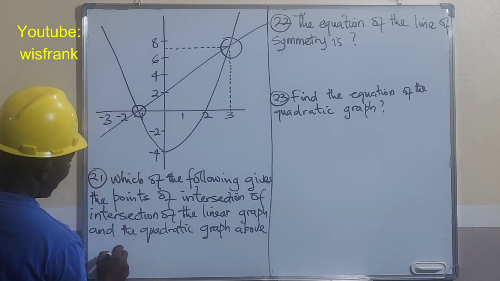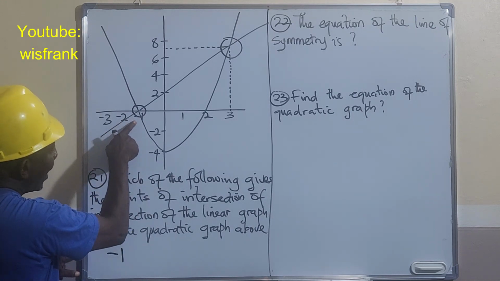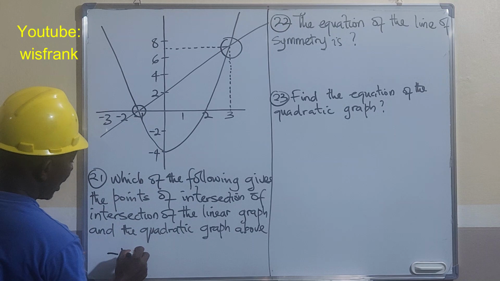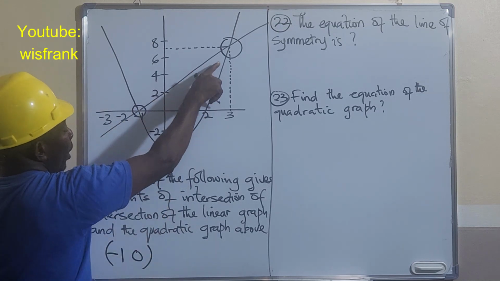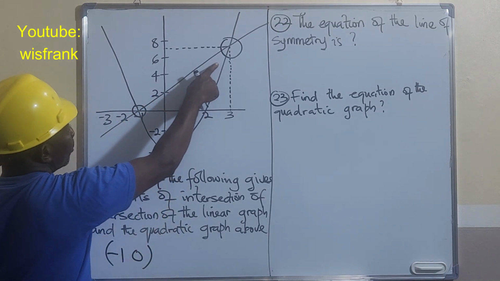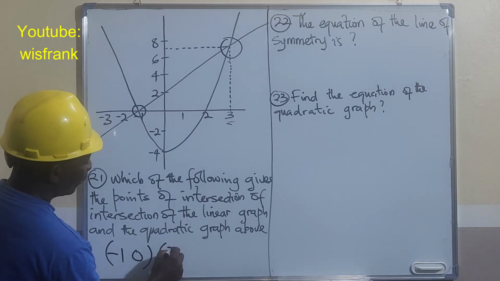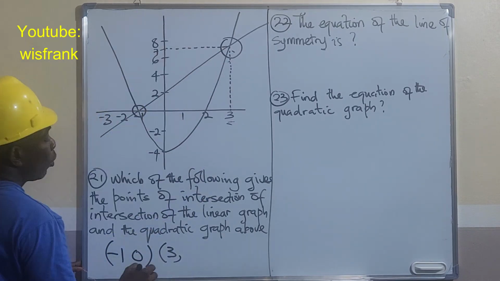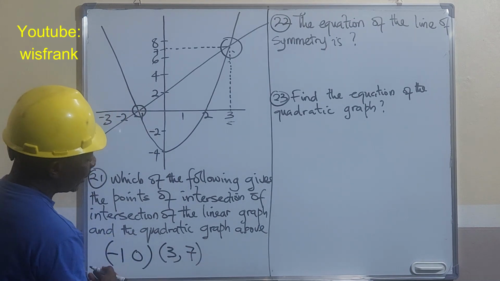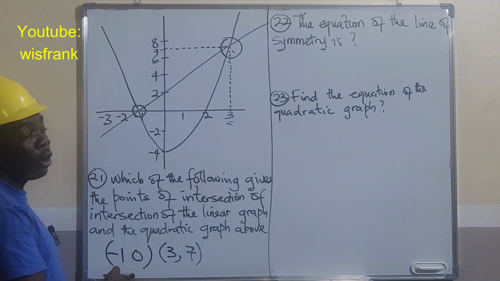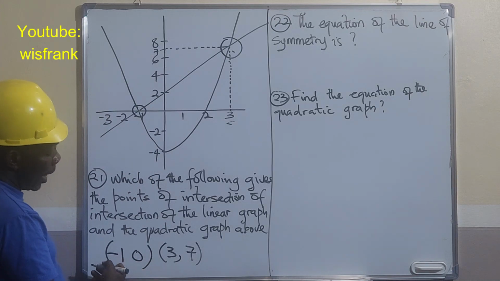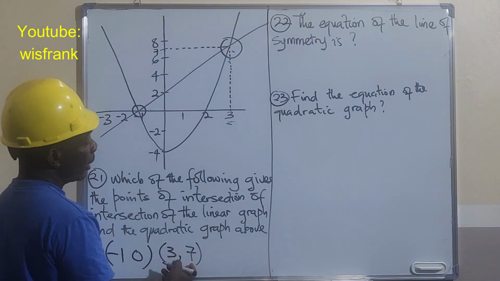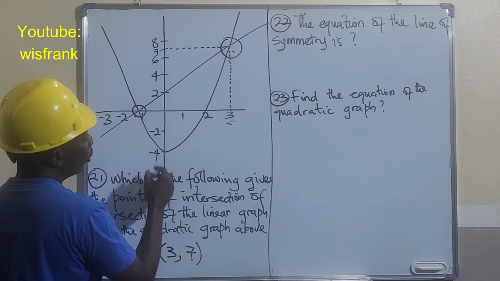For the first point, x is -1 and the value of y is 0. For the other point, the value of x is 3 and the value of y is 7. So these are the two intersection points, and the correct option for that question was E.